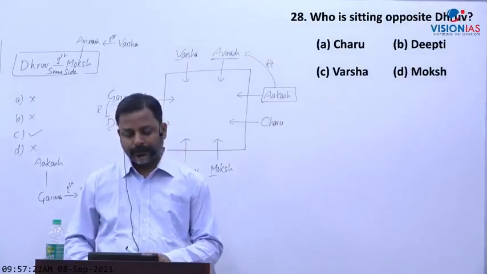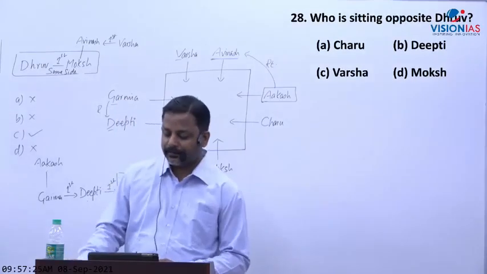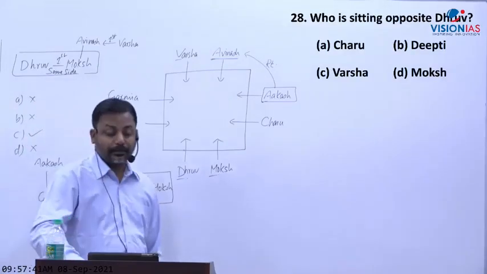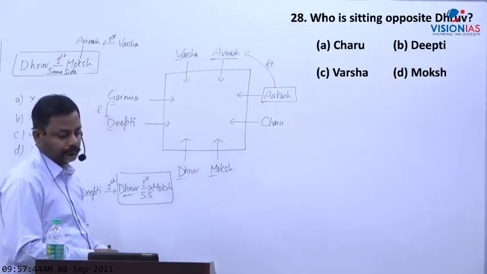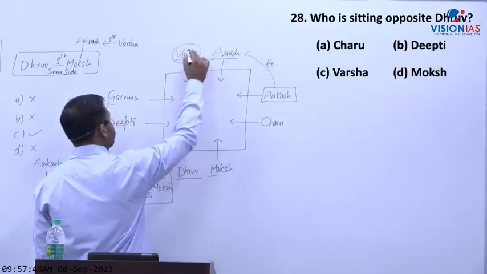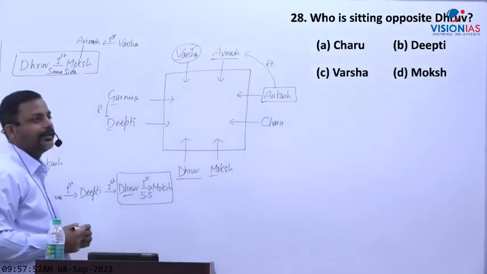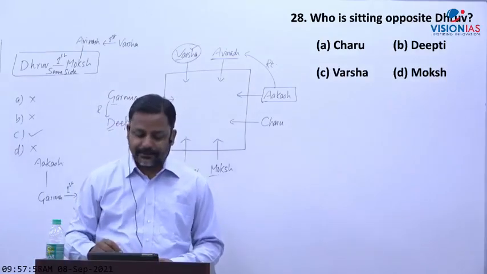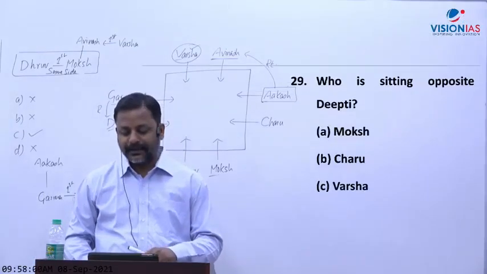Okay? Now, question number 28. Who is sitting opposite to Dhruv? So opposite to Dhruv, Varsha is there. Just in front of Dhruv, Varsha is there. So the answer is Varsha, which means again option C. Yes, very good.